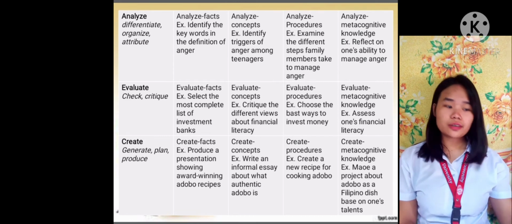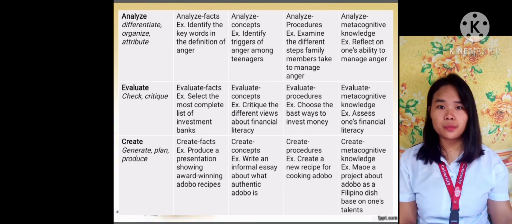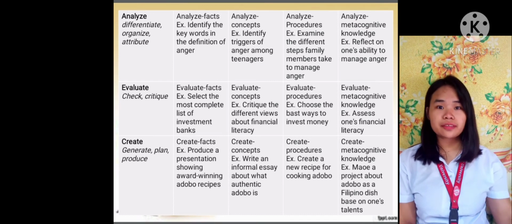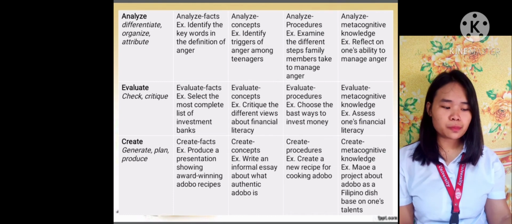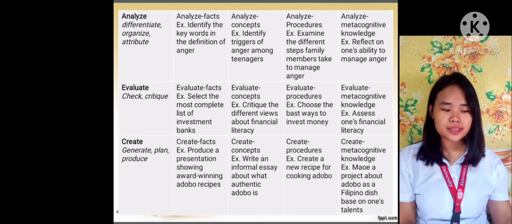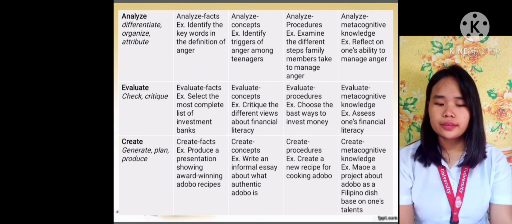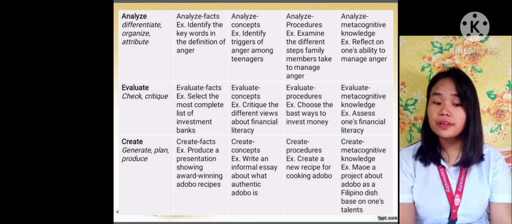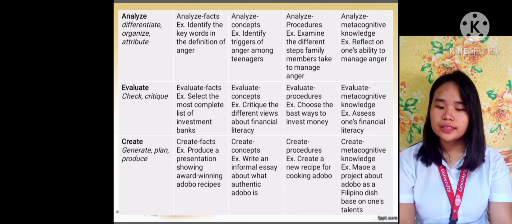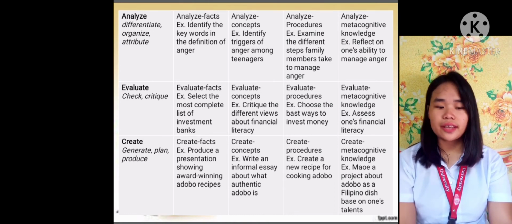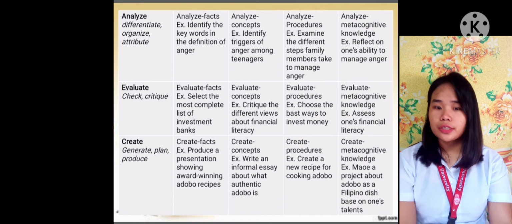The fifth cognitive dimension is evaluate. Evaluate is check and critique. Evaluate facts. For example, select the most complete list of investment banks. Then evaluate concepts. Critique the different views about financial literacy. The third one is evaluate procedures. Choose the best ways to invest money.